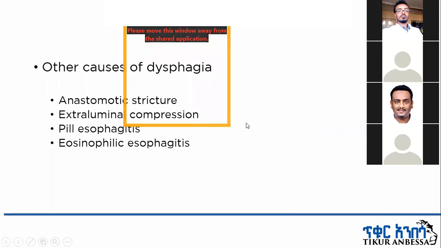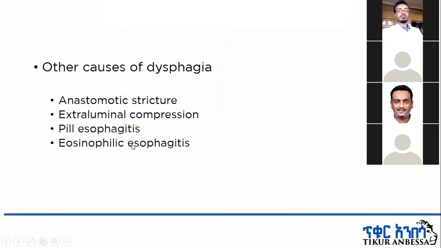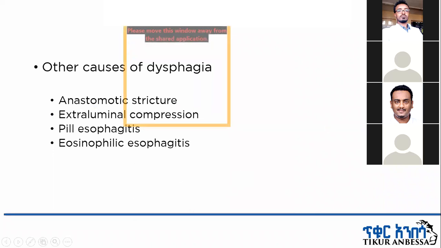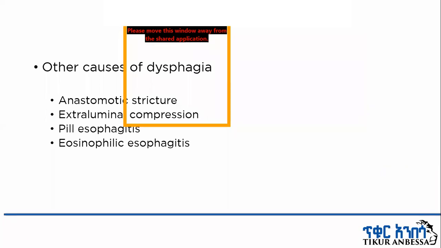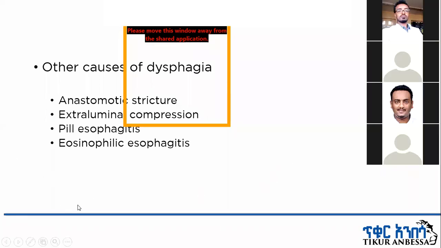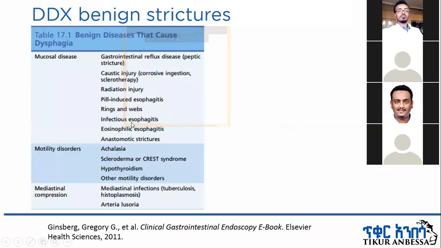Other causes of dysphagia are quite straightforward. Patients with anastomosis for esophageal cancer might develop stricture. The other is extraluminal compression. Any cause from outside the esophagus could compress the esophagus and cause dysphagia. Pill esophagitis, especially in association with doxycycline, iron, and KCl tablets, could cause it, and usually patients also have concomitant odynophagia. Eosinophilic esophagitis is a good cause for intermittent dysphagia and has a classic endoscopic feature. And these are the differential diagnoses of benign causes of dysphagia.